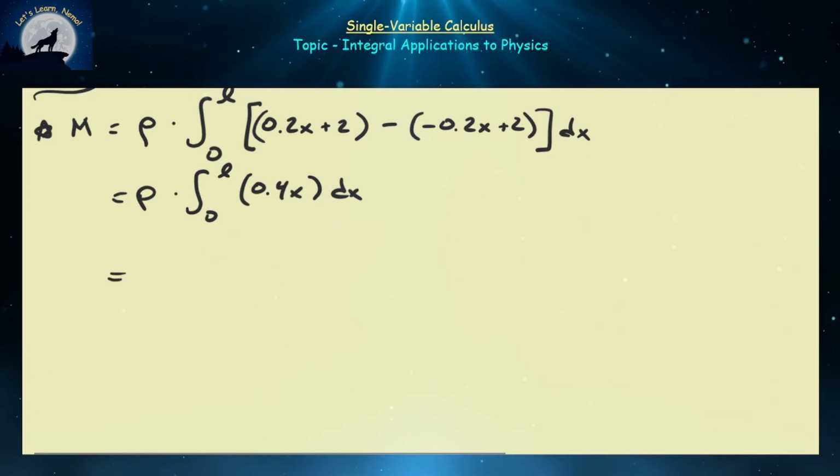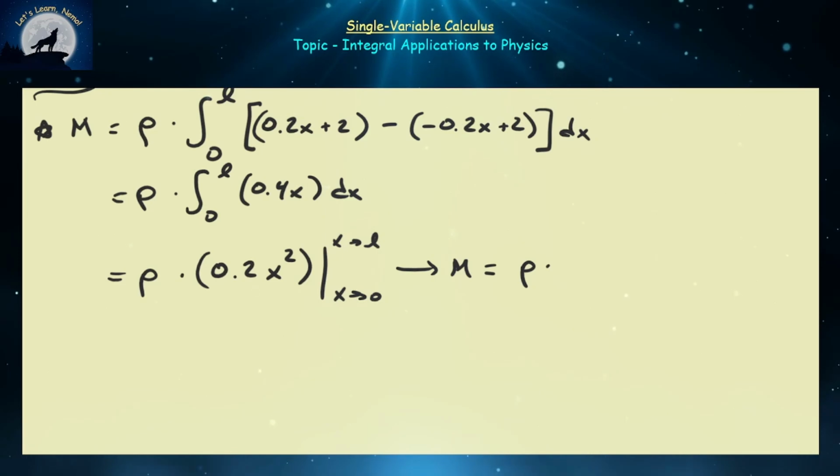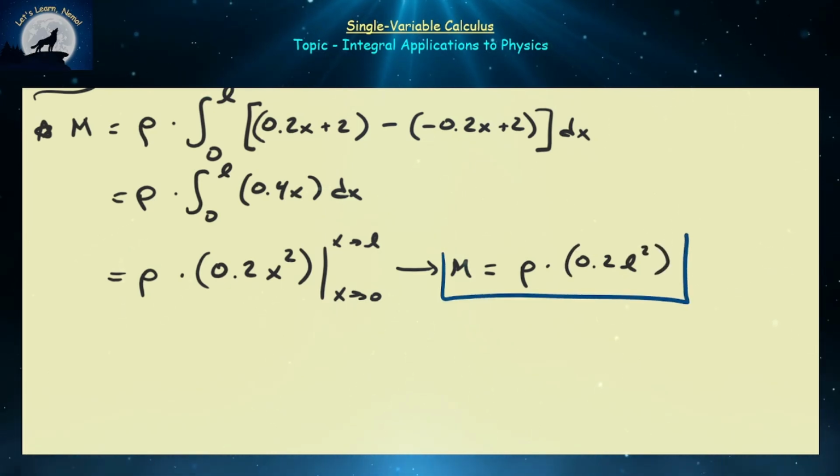So the integral of this, we're going to add 1 to the exponent and divide by 2. So that's going to be 0.2 x squared. And then we need to evaluate this as x goes to L and as x goes to 0. So what we get is the total mass of this is going to be equal to rho times 0.2 L squared. Right, so what exactly does this mean? The larger the density, the larger the mass, the larger the length, the larger the mass as well, right? But quadratically, the larger the length, the larger the mass.